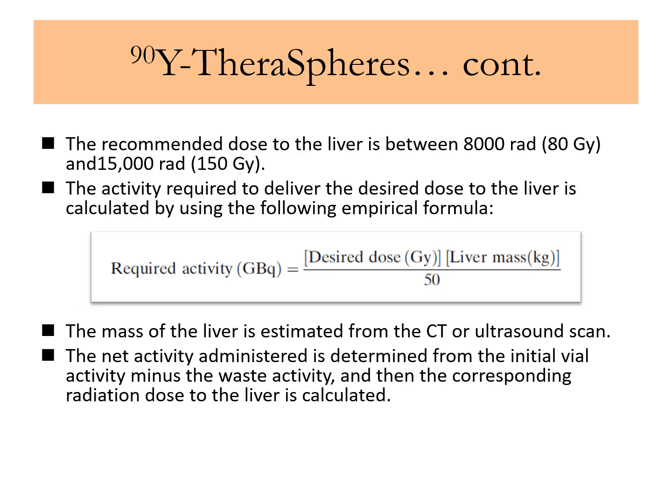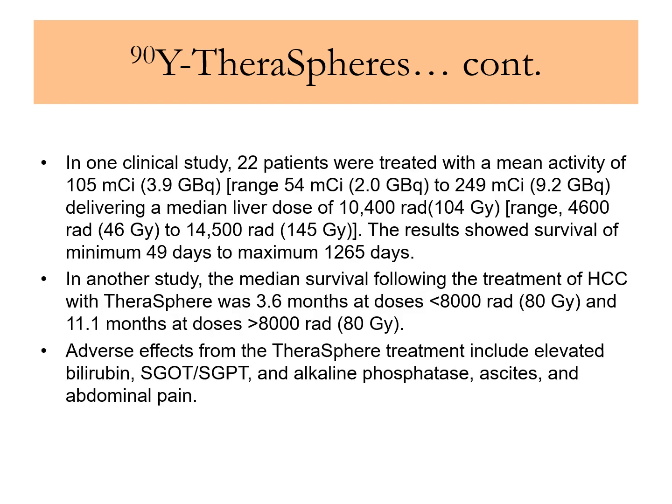The recommended dose to the liver is between 80 gray to 150 gray. The activity required is calculated using the formula. The mass of the liver is estimated from the CT or ultrasound scan. The net activity administered is determined from the initial vial activity minus the waste activity. Then it corresponds to the radiation dose to the liver, which will be calculated.